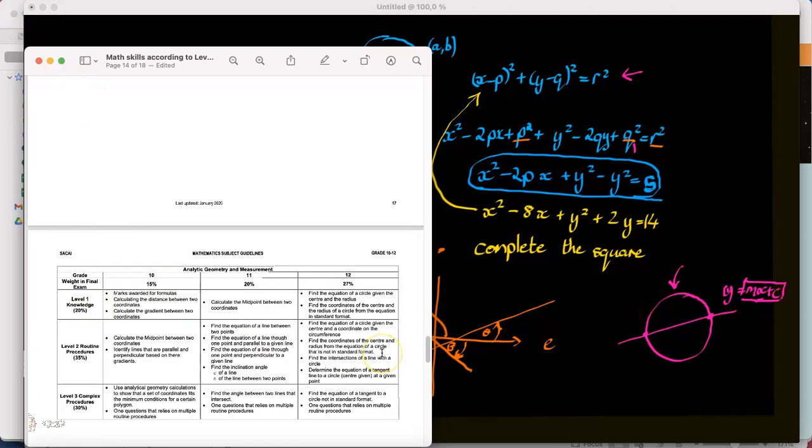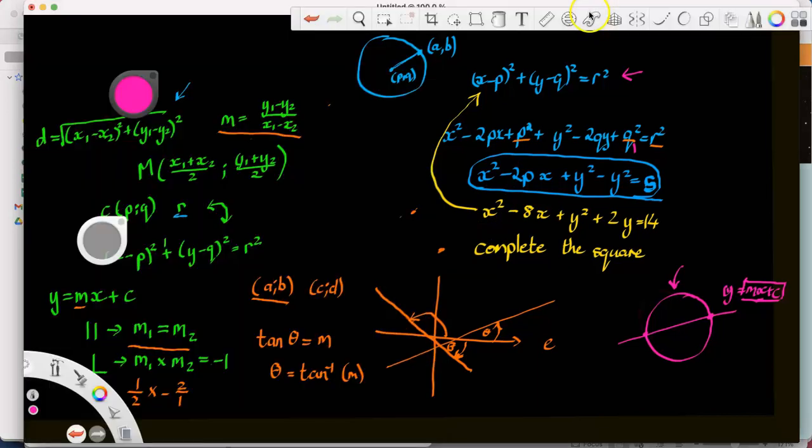That's what I should be able to do, finding the coordinates of the intersection of a line with a circle. Next is determine the equation of a tangent line to a circle given a certain point. So now, determine the equation of a tangent line.